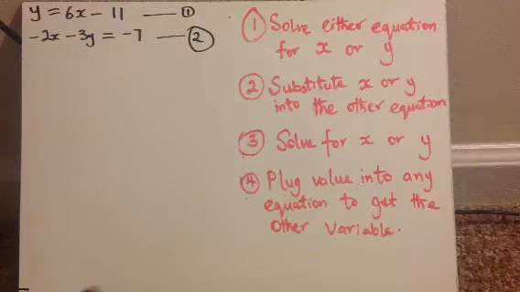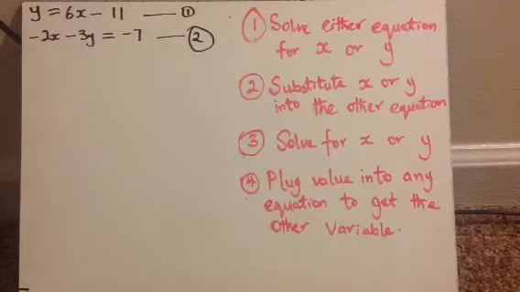So we have this question: y equals 6x minus 11, and then minus 2x minus 3y equals minus 7. I like to label my equation equation 1 and equation 2. That way it's easier to keep track of what you're doing. So the first step says solve either equation for x or y. So all that is saying is isolate x or y on either equation. It doesn't matter which one you use.